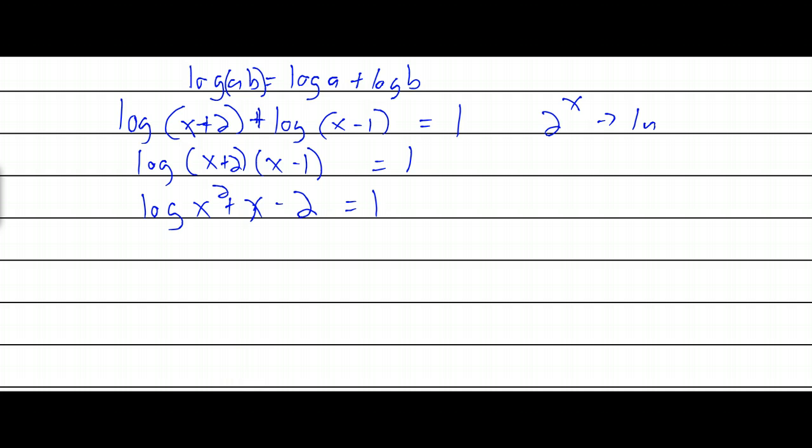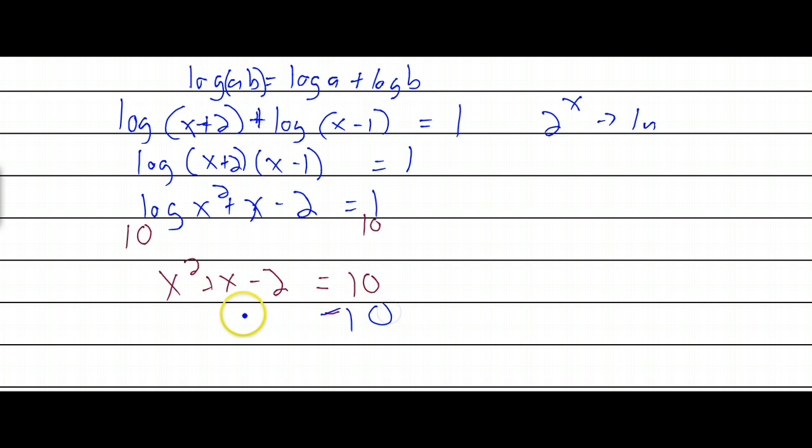With this, we are just going to raise everything to the 10th power. So 10 raised to the log of x squared plus x minus 2. These two cancel. You're just going to be left with x squared plus x minus 2. And 10 to the first is just 10. Alright, so now you can plug this into your calculator to get your two answers. But I don't have my calculator, so we're going to do it the long way.